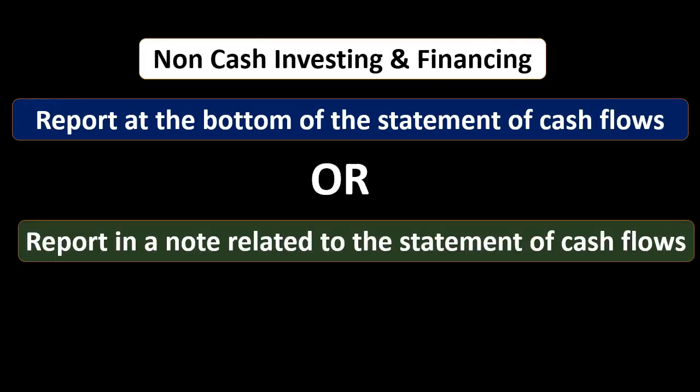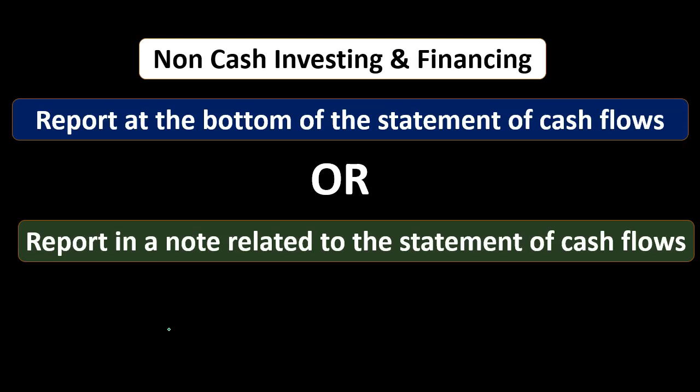So what are we going to do with these non-cash items? We're going to report them at the bottom of the statement of cash flows or report them in a note related to the statement of cash flows. So we're going to have to say in some format or other, hey look, these are some non-cash items that we're linking to, for some reason, the statement of cash flows. They're going to be important things that we want to disclose to the reader of the financial statements, either in connection directly to the statement of cash flows or to a note to the financial statements in reference to the statement of cash flows.